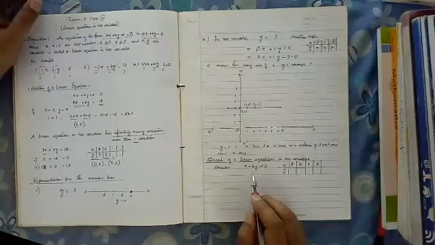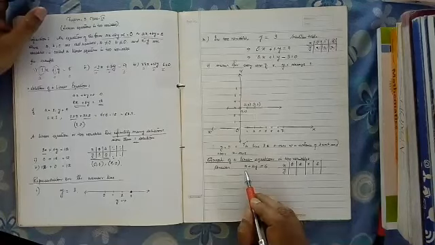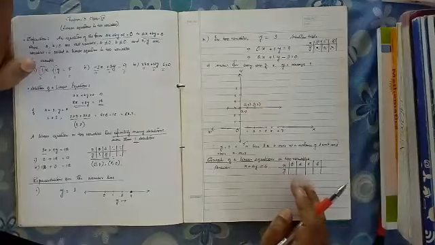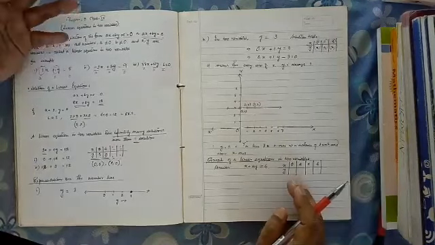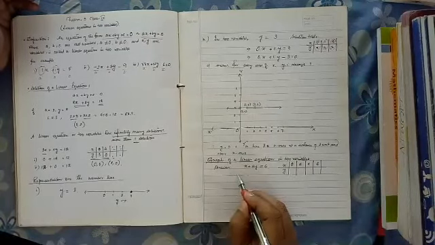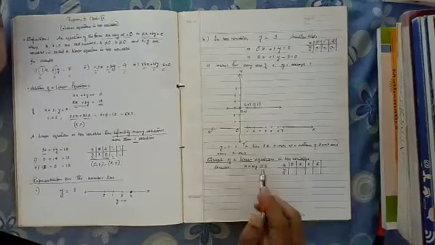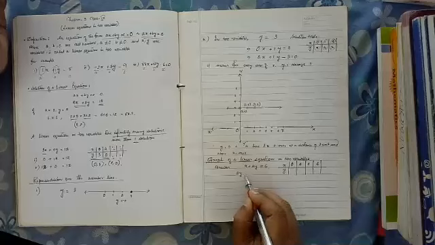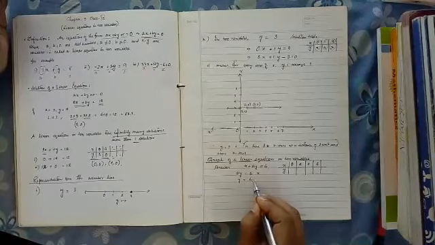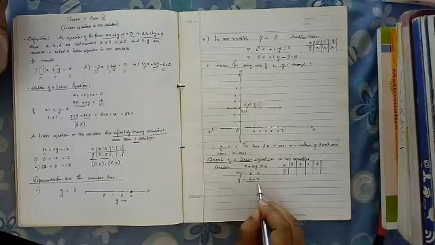Now let us consider an equation in two variables, x plus 2y is equal to 6. Now we are going to make its solution table. First we have to write y in terms of x. So 2y is equal to 6 minus x, and y is equal to (6 minus x) by 2.